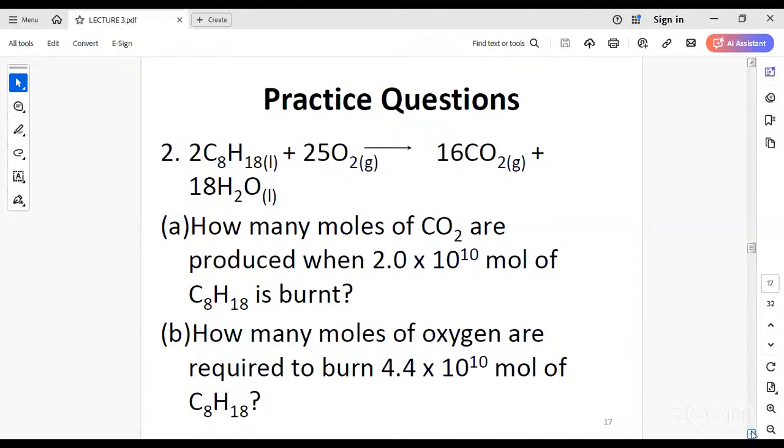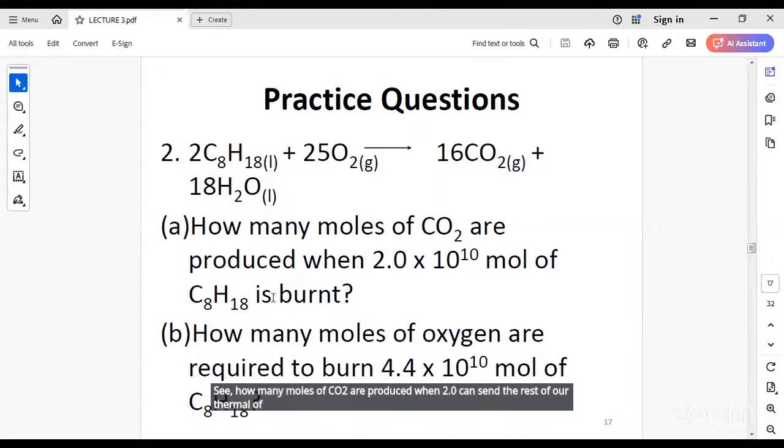Okay, this is another practice question. This is your octane reacting with oxygen to give you carbon dioxide and water. So this is already balanced. You say how many moles of CO2 are produced when 2.0 times 10 raised to the power 10 mole of your octane is burnt? This is a practice question for you.